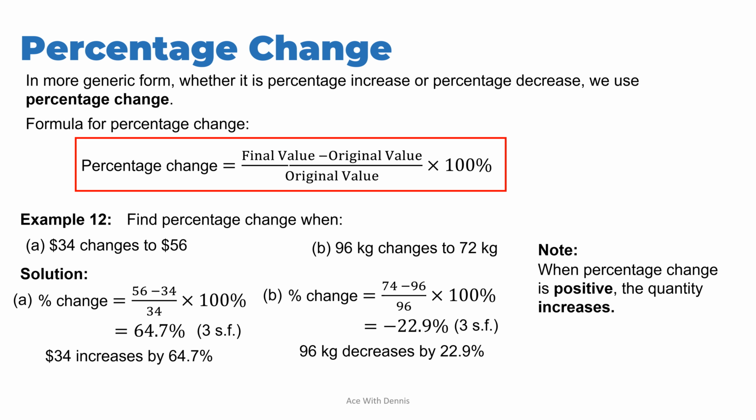So take note here. When percentage change is positive, the quantity increases. On the opposite, when the percentage change is negative, the quantity decreases.